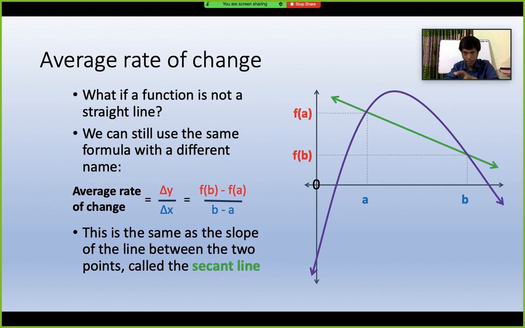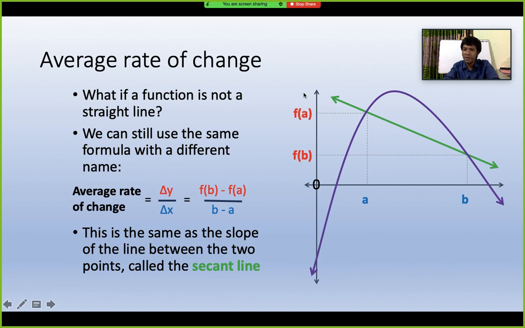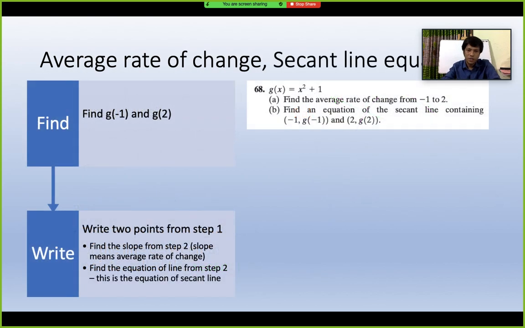This concept example is here, and we will do the full math here so that you get a clear idea how to do x square. By the way, you can try to find a secant line for a straight line also if you want, but for a curve it makes more sense. So this is the question: g of x equal to x square plus 1. Find the average rate of change from -1 to 2 and find an equation of the secant line containing -1, g of -1 and 2, g of 2.